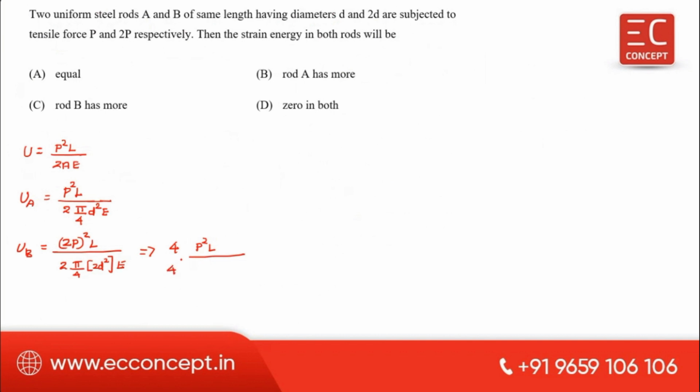this is 2 square, 2D the whole square. Therefore 2 square 4 into 2 pi by 4 D square into E. So after solving, you will get P square L divided by 2 pi by 4 D square E. So the strain energy for both rods UA by UB is equal to 1 now. Both are same. Therefore, answer is equal.